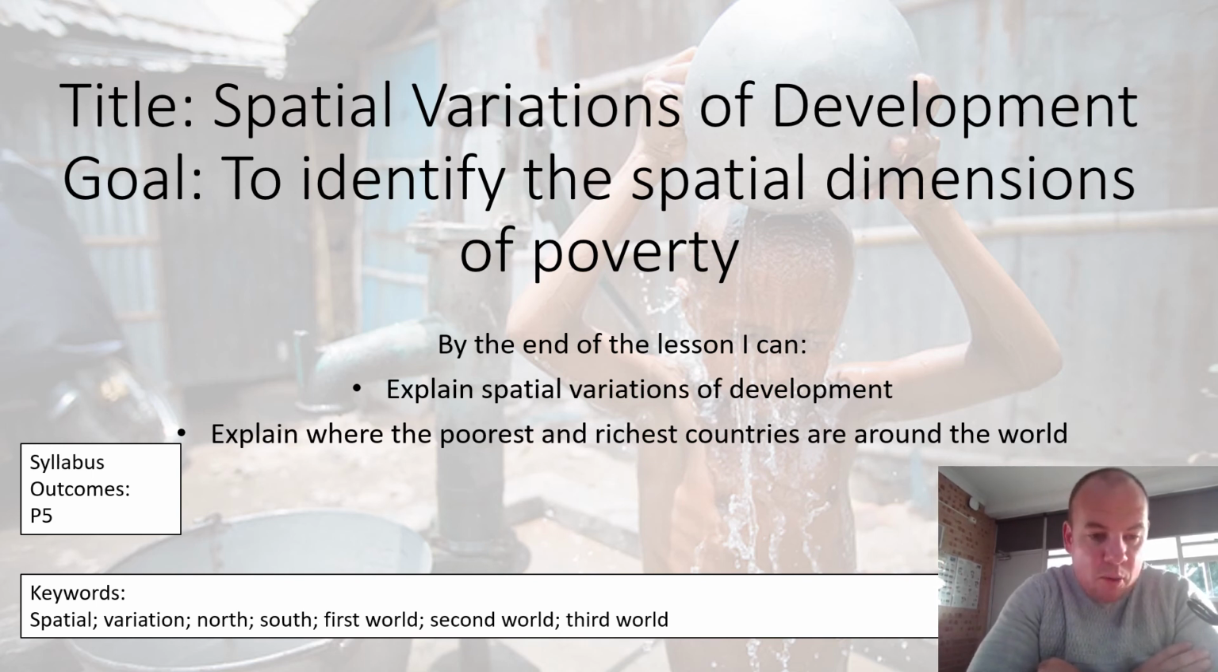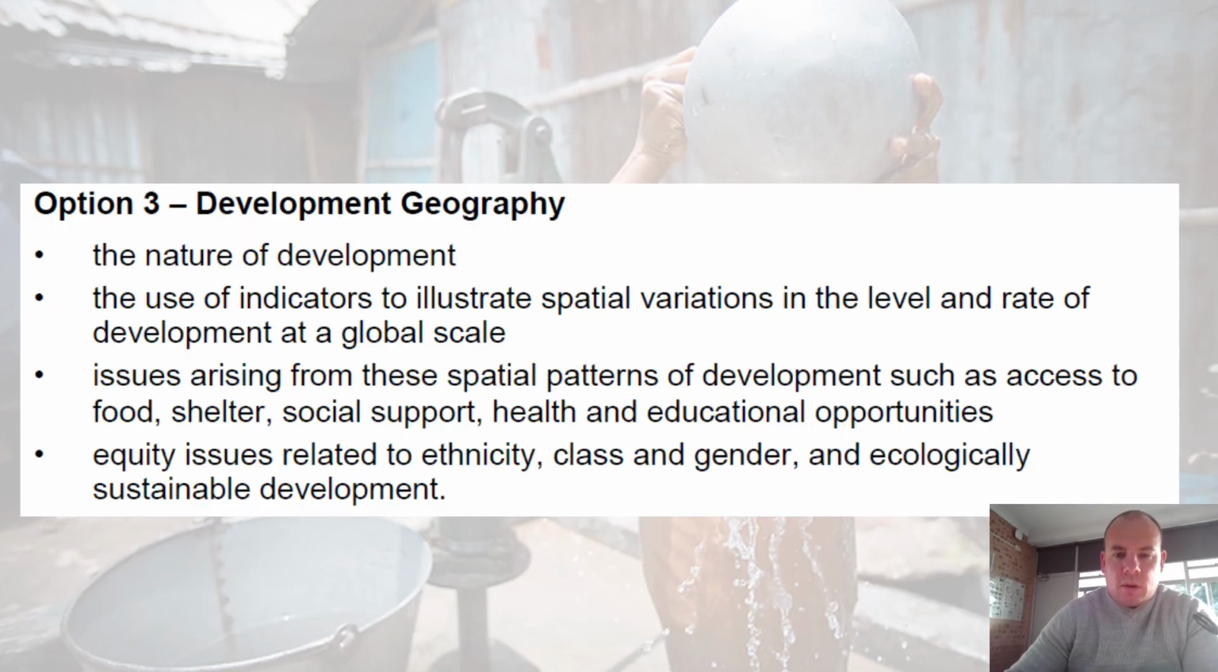So our key words that we're going to be really looking at are obviously spatial variation, and then I've got north, south, first world, second world, third world. There are some key words that we're going to be looking at today. When we link it back to the syllabus, we're touching on the nature of development, as well as using indicators to illustrate spatial variations in the level and rate of development at a global scale.